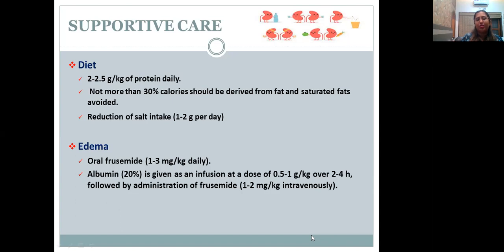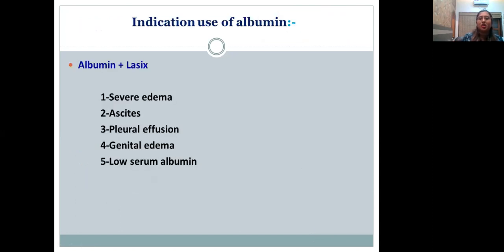So it's given as an infusion of 0.5 to 1 gram per kg over 2 to 4 hours, followed by administration of furosemide. The indications for the use of albumin are if there is severe edema, anasarca. With that, if the child has developed ascites, pleural effusion, genital edema, or there is low serum albumin of less than 1 mg per deciliter.